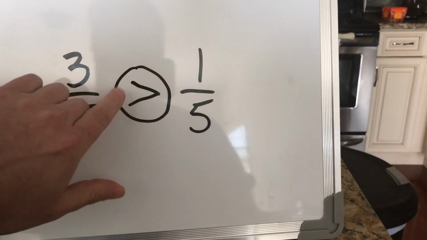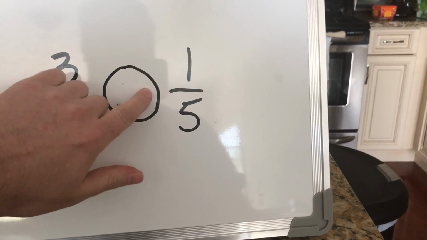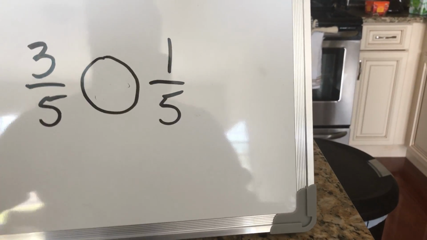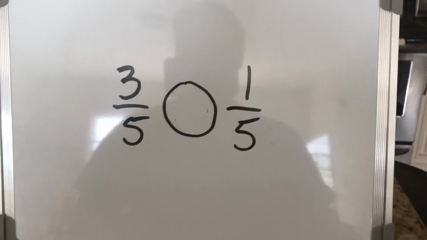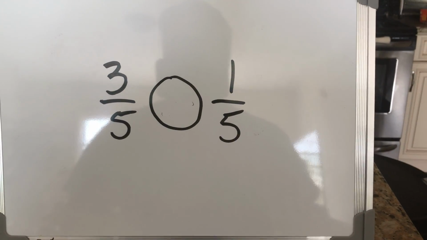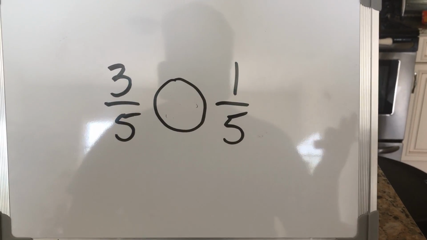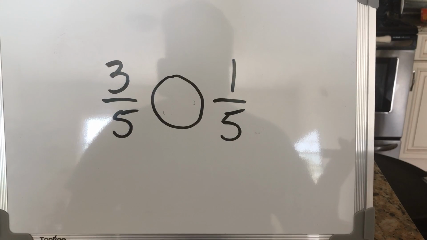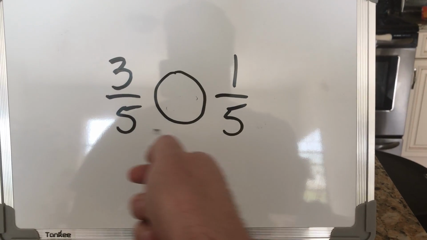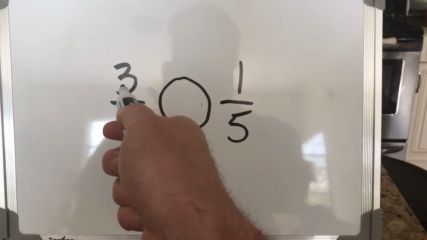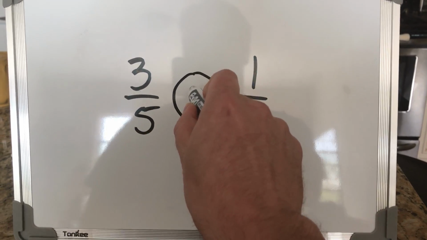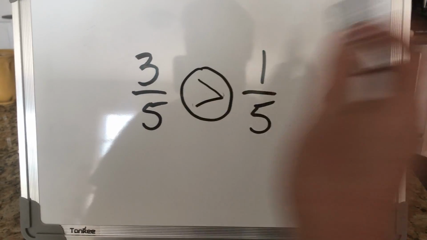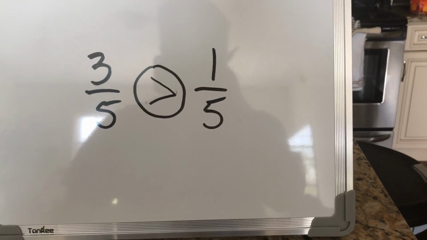Now, here I have the same denominator. Now it's a little easier because this kind of follows the rule of just when you're dealing with regular numbers. If the denominators are the same, the numerator that is greatest is the bigger fraction. So in this case, 3/5 is greater than 1/5.